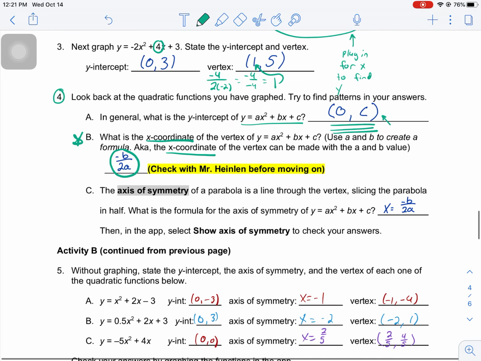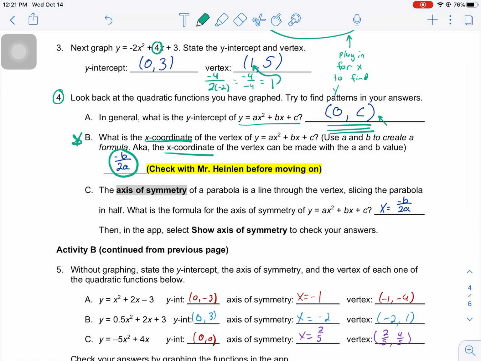Letter C is the axis of symmetry. Whenever I ask you for the axis of symmetry, it should be a formula. Okay, the axis of symmetry is physically a line that goes down the middle of a parabola. It should cut the parabola perfectly in half. Okay, this would be our axis of symmetry. And it's just using the same value as the x-coordinate of the vertex. So it's just negative b over 2a, and then we would say that is equal to x.